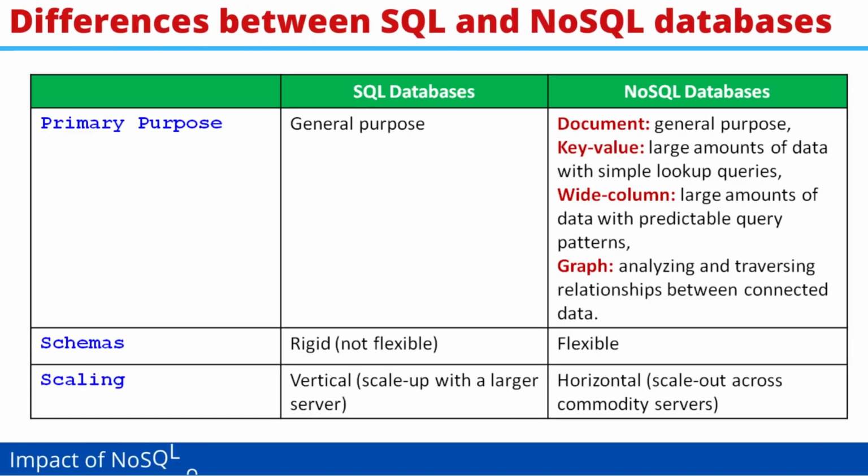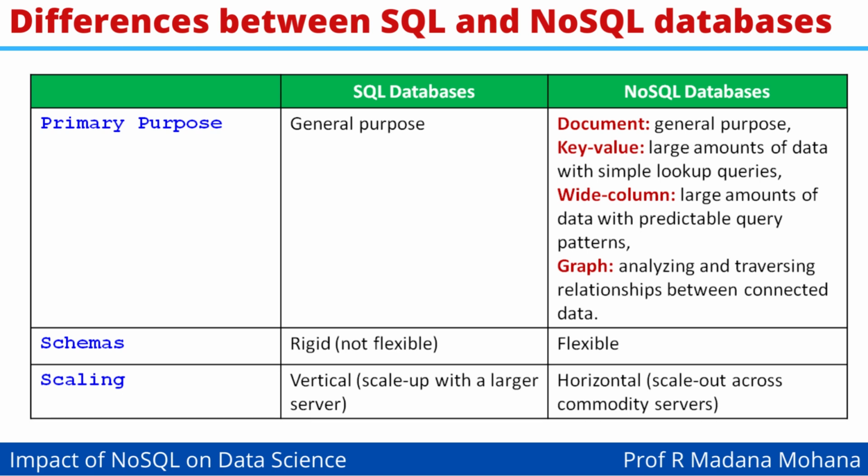The next factor, primary purpose. For SQL databases, it is general purpose, whereas for NoSQL databases, a document database is also general purpose. A key value database is for large amounts of data with simple lookup requirements. Whereas a wide column database is for large amounts of data with predictable query patterns. A graph based database is for analyzing and traversing relationships between connected data.